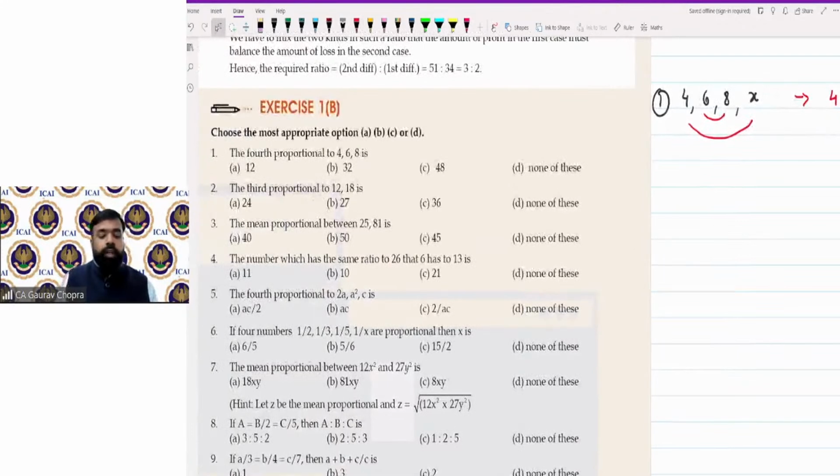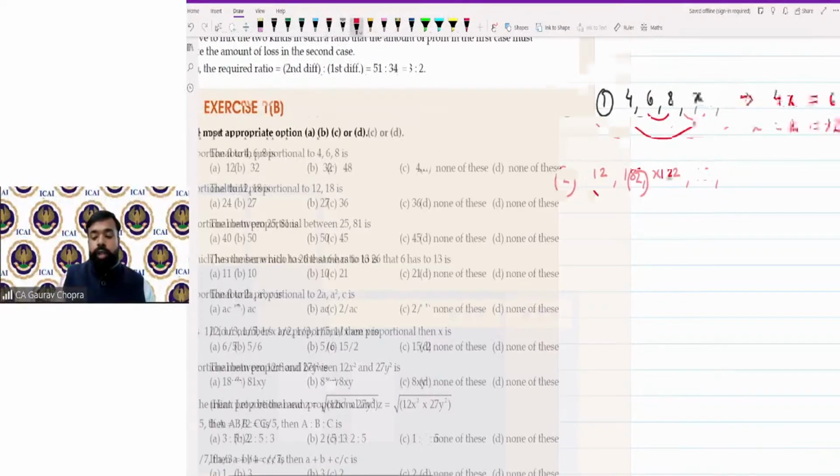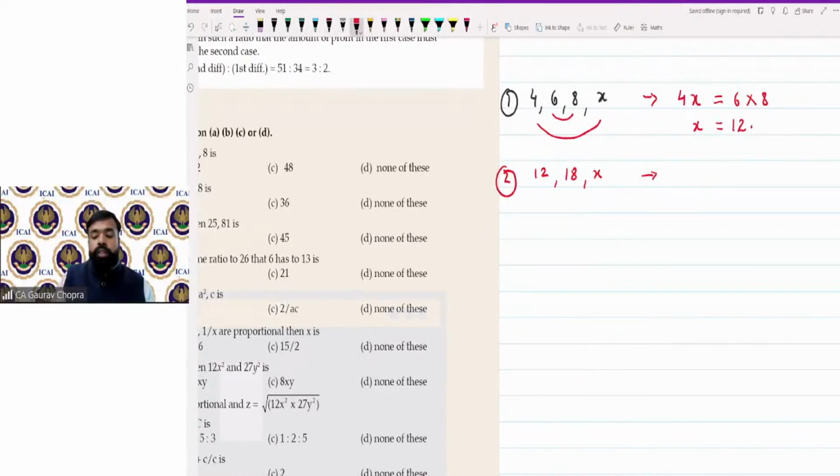Then the second one, third proportional to 12 and 18. Third proportional, that means the third value we have to calculate. 12, 18, and the third value is x. So how to calculate the third proportional? Again, the same formula, b square equal to ac. So 18 square is equal to 12 multiplied by x. So you can simplify this and get the result.